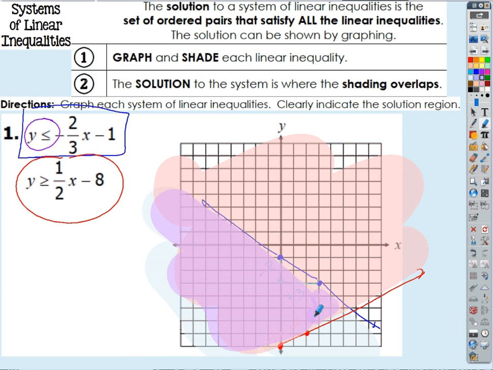Okay, you get the idea, right? So that's going to be including the boundary lines though, right? Because the boundary lines were solid. So the region of the solution would look like that, okay? Everything is purple, boundary line or shaded region, okay?